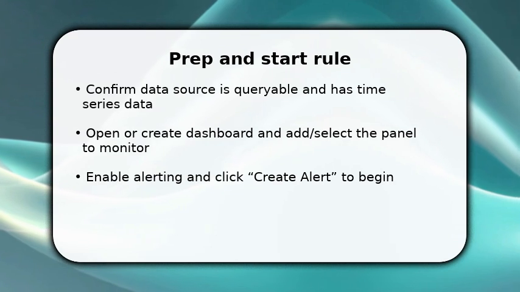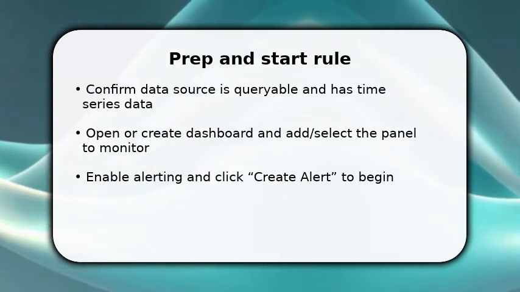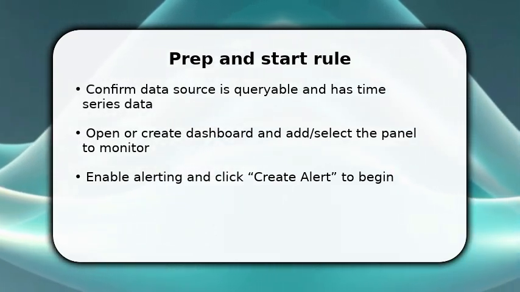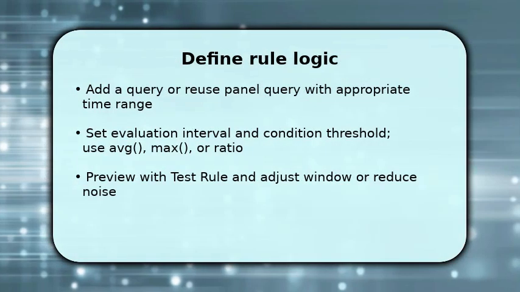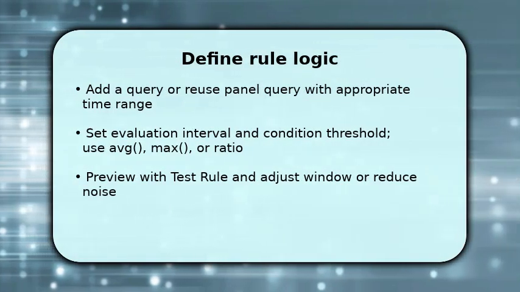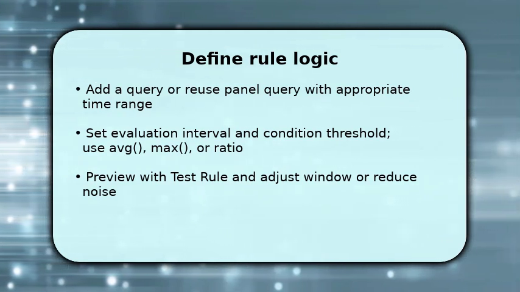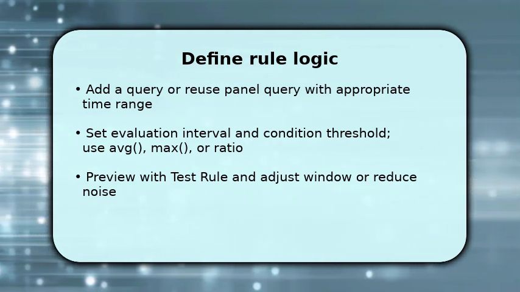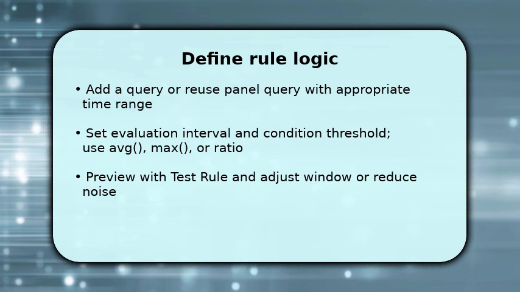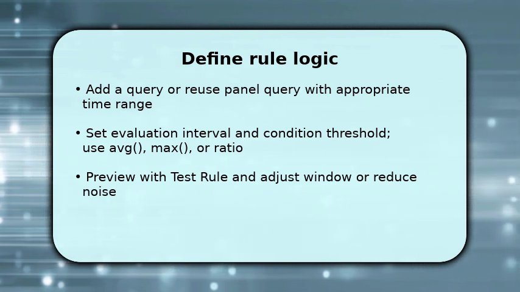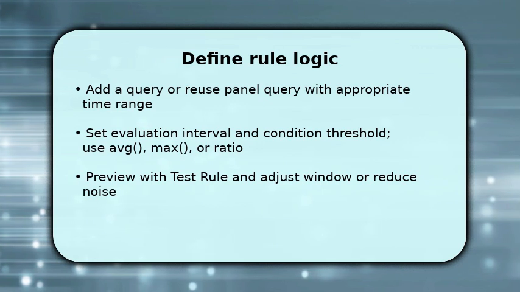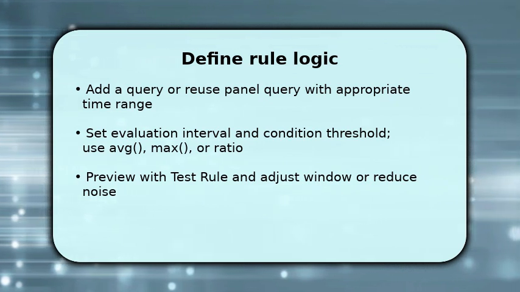Make sure to name the rule clearly so you can find it later, because consistent names help when you have many alerts. Now you define the how, add or reuse the panel query, and pick the metric and time window that reflect meaningful changes. Set the evaluation interval and build a condition. Choose average, maximum, or a ratio depending on the metric, so the rule triggers only on real incidents.